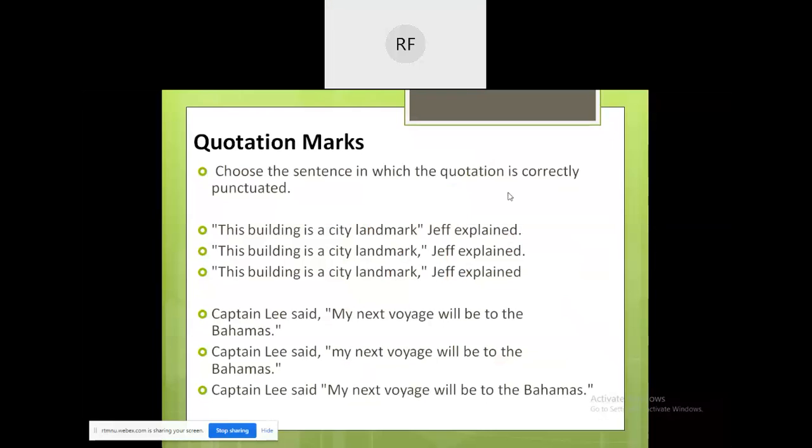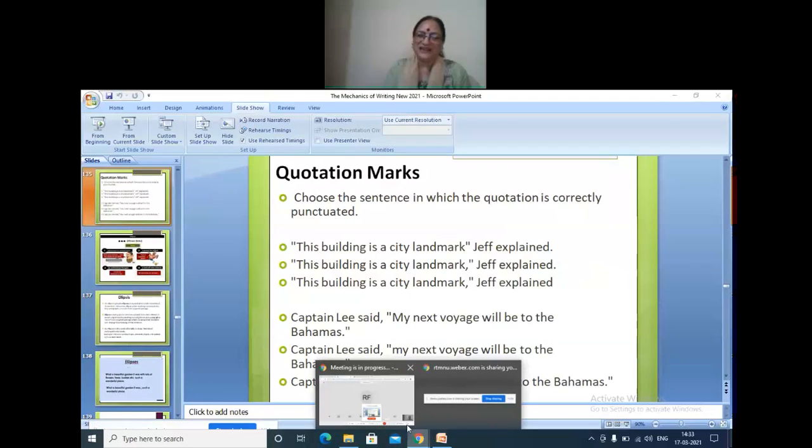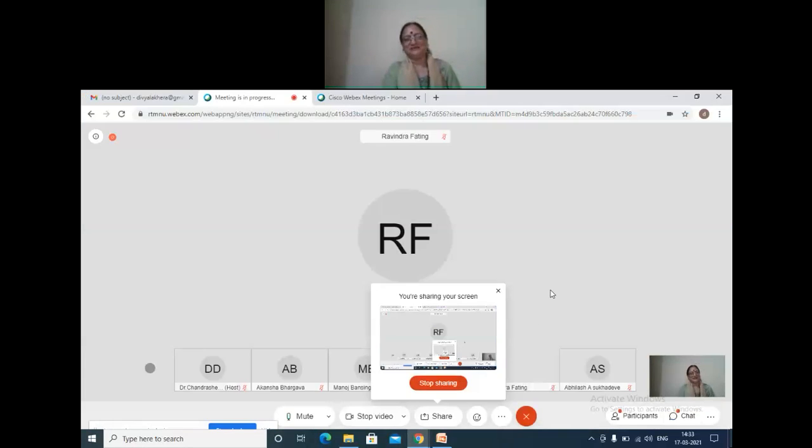Yes. So this was on quotations, and now we are coming to a very interesting topic, which is ellipsis. Has anyone heard of ellipsis, or do you know where they are used, and what is the function of ellipsis? Anybody?